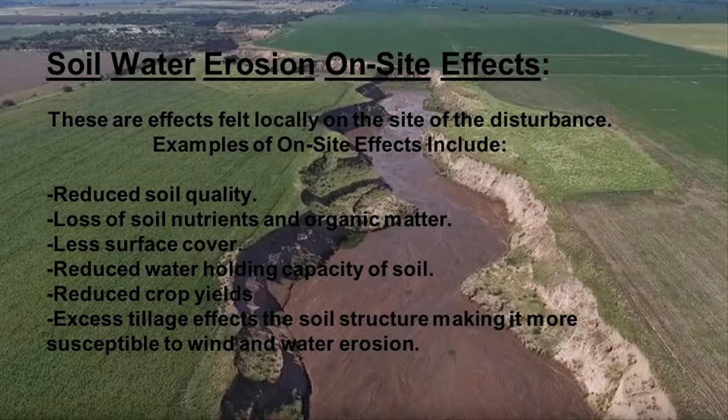Soil water erosion on-site effects. These are the effects felt on the site of the disturbance. Examples of on-site effects include reduced soil quality, loss of soil nutrients and organic matter, less surface cover, reduced water holding capacity of soil, reduced crop yield, and excessive tillage affects the soil structure, making it more susceptible to wind and water erosion.